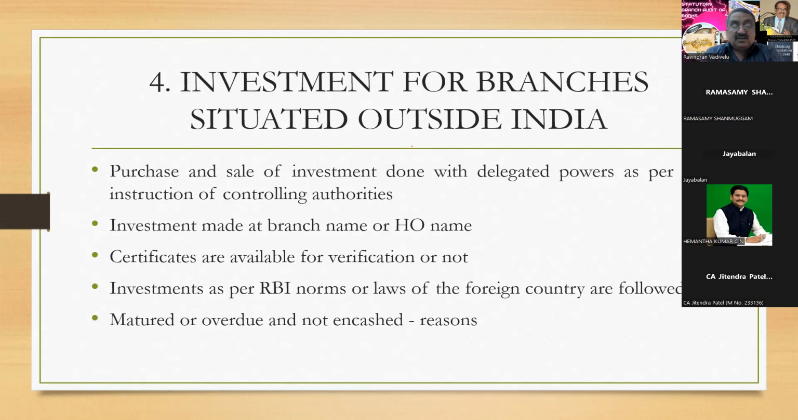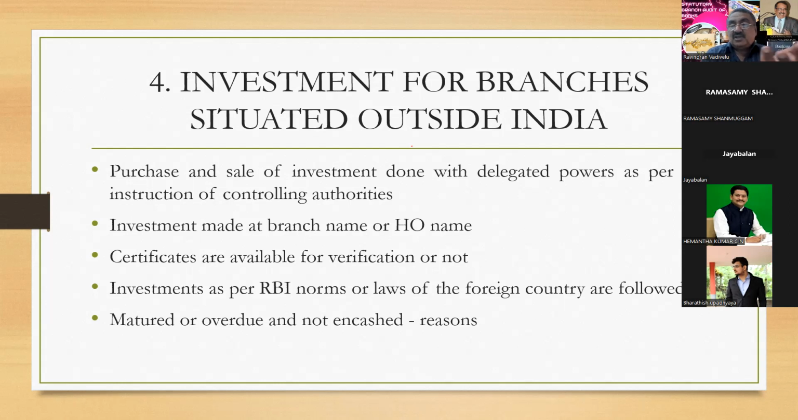And here you have to see two words, matured or overdue and not encashed. So if the deposit is matured, you can withdraw. If it is matured and you withdraw, everything is solved. But if it is matured and overdue, why have you not withdrawn? That reason also you have to ask. If the deposit is matured or overdue and not encashed, you have to analyze the reason. You have to get the reason from the branch manager and you have to give this.